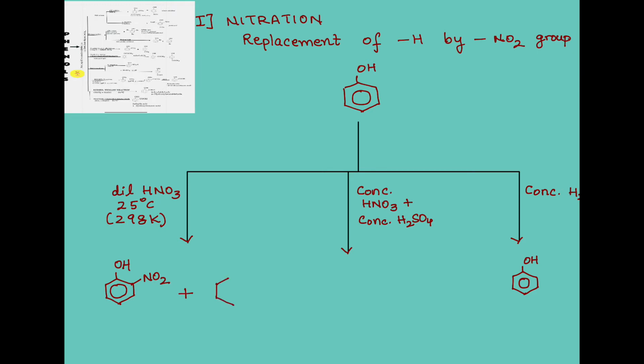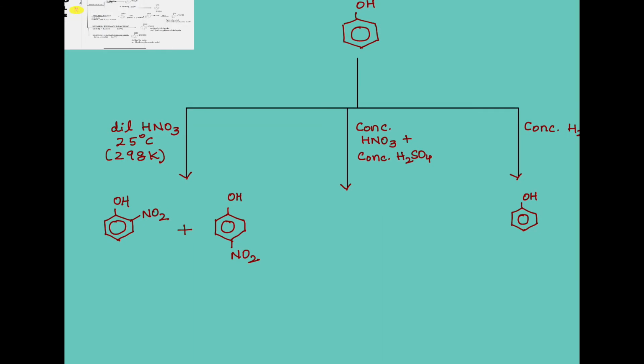Now you see, in this case, why are we getting a mono substituted product? Only 1 hydrogen has been substituted. This can be explained with the help of the reagent that we've taken. It's a dilute HNO3. Dilute HNO3 means lower concentration of nitric acid. Lower concentration of nitric acid means lower concentration of NO2 positive in the reaction mixture, right? Can you name these products, please?